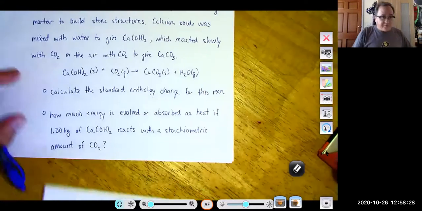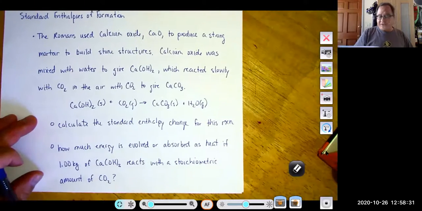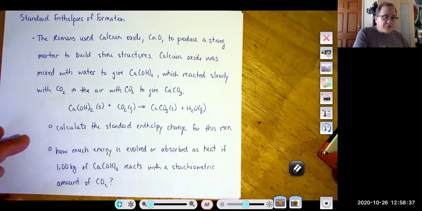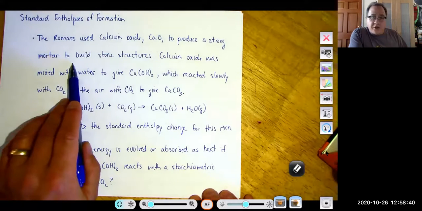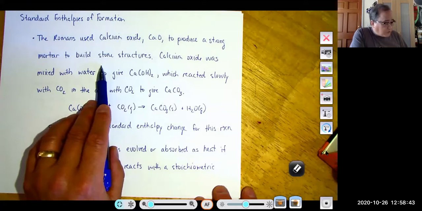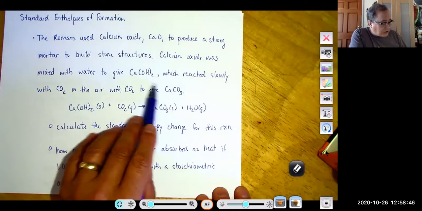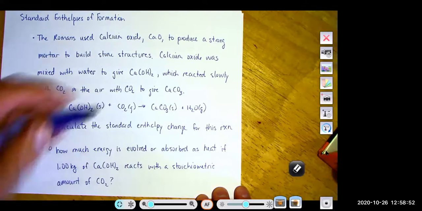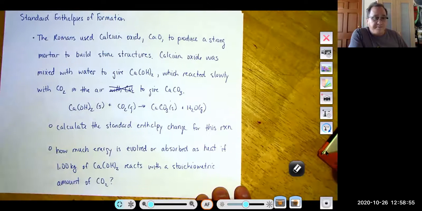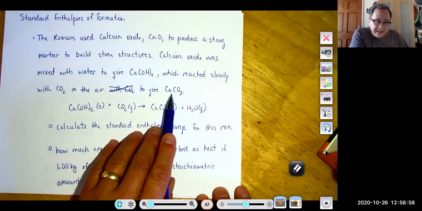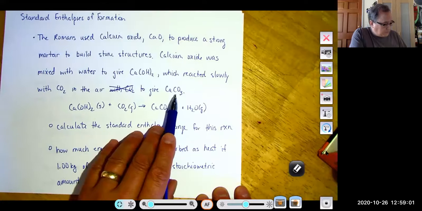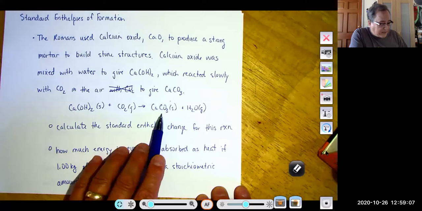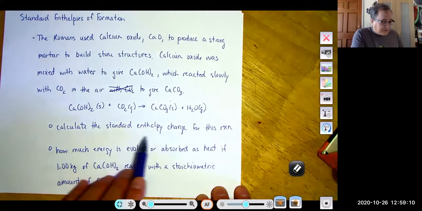So this is a standard enthalpy of formation. The Romans used calcium oxide to produce a strong mortar to build stone structures. Calcium oxide was mixed with water to give calcium hydroxide, which reacted slowly with carbon dioxide in the air to give calcium carbonate. And calcium carbonate is pretty much the same thing that seashells are made out of, and coral. So the calcium hydroxide reacts with CO2 to give calcium carbonate and H2O. Calculate the standard enthalpy change for this reaction.